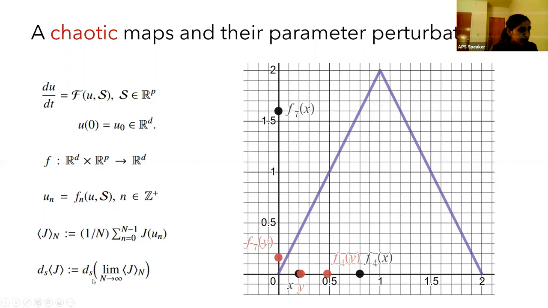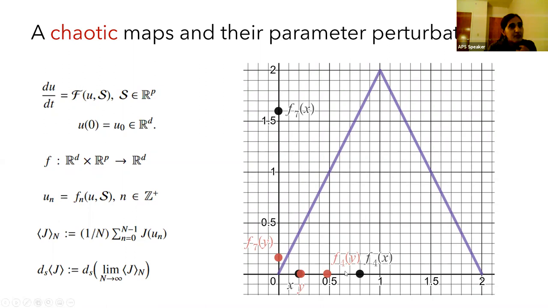So a nice example to keep in mind, and which also describes what makes the system chaotic, is shown here in this plot. So this lavender line is a chaotic map. By that, we mean that if we take two points, x and y, that are very close to each other, under four iterations of this map, they grow apart. And under seven iterations of this map, they grow further apart. And although both trajectories remain bounded within this interval 0 to 2 for all time, they become exponentially decorrelated. This is the signature of chaos.